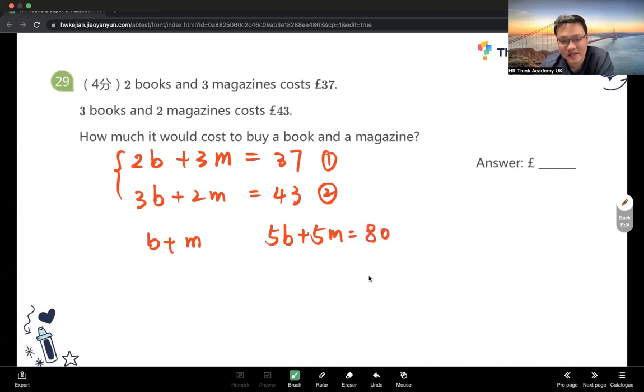That gives you 80. And then you want to get 1B plus 1M, so you need to divide by 5 on both sides. That gives you 1B plus 1M equals 80 divided by 5, which equals 16. So the answer will be 16 pounds for this one.